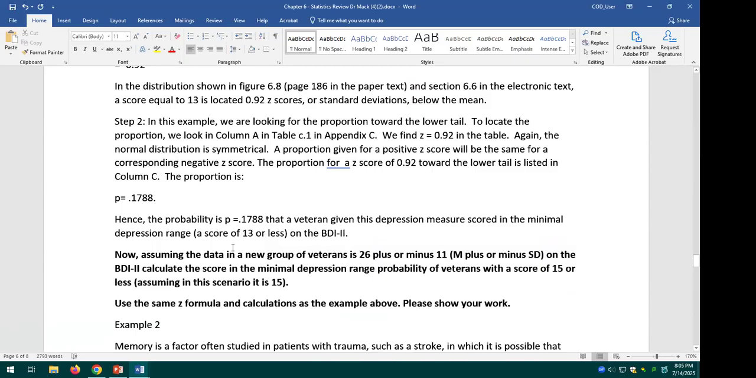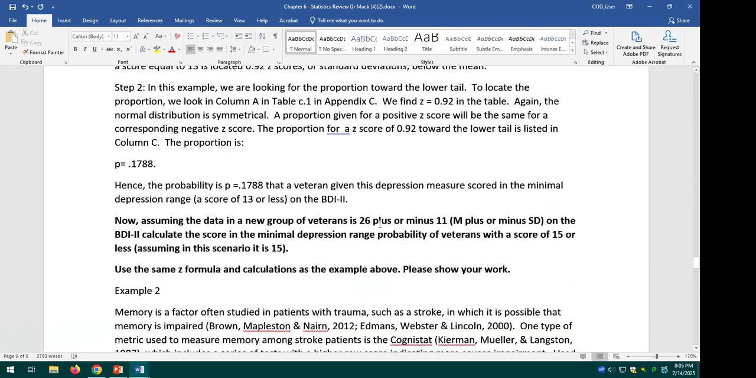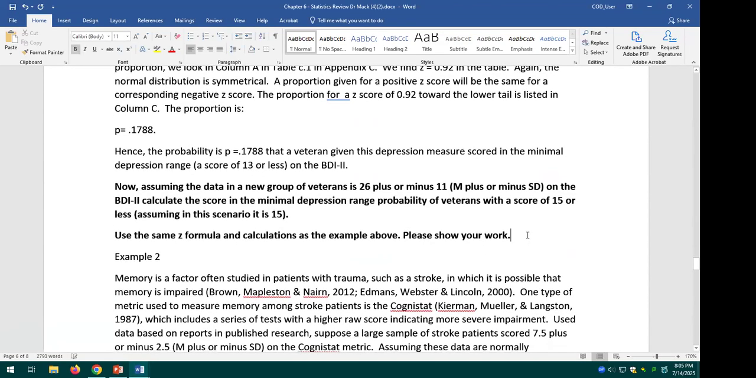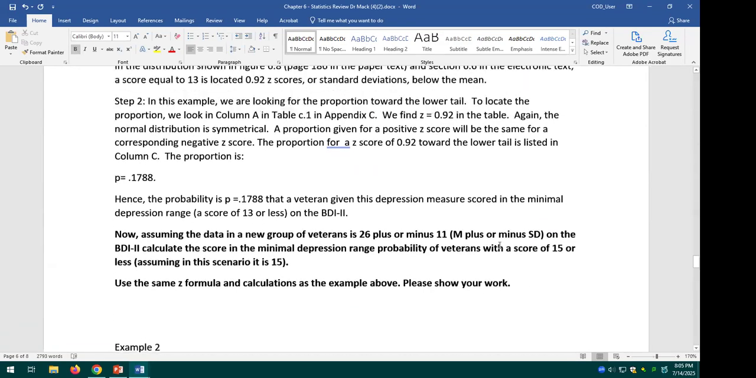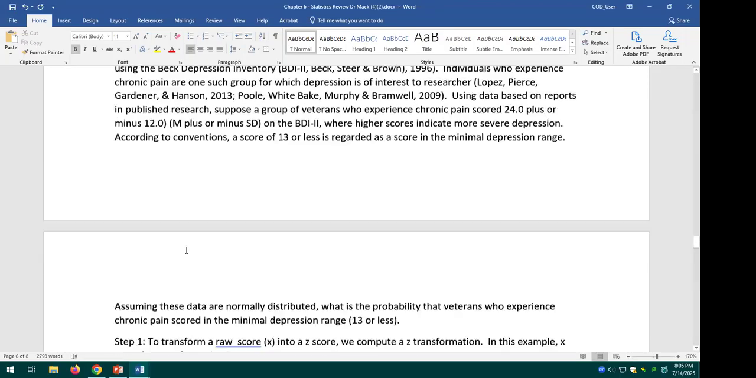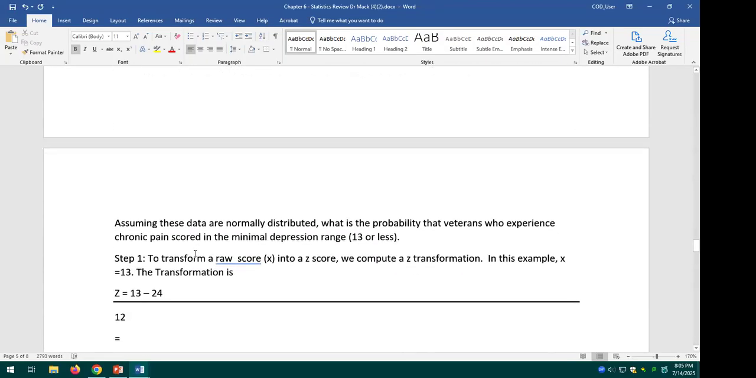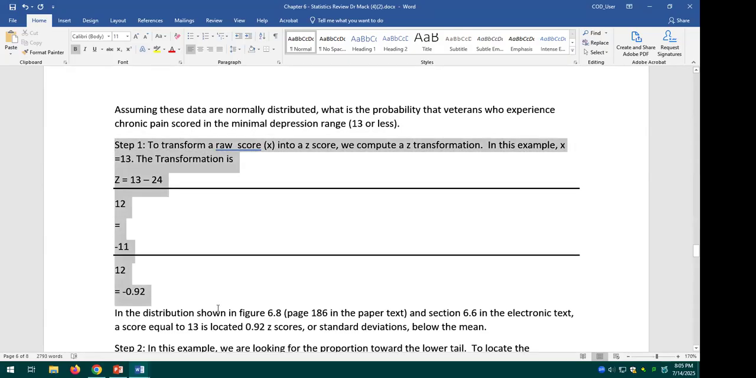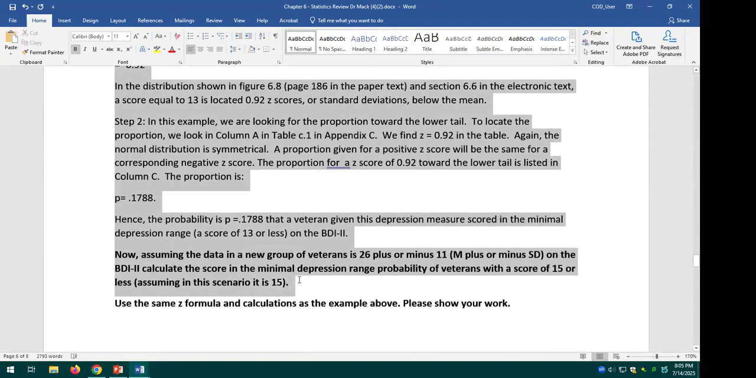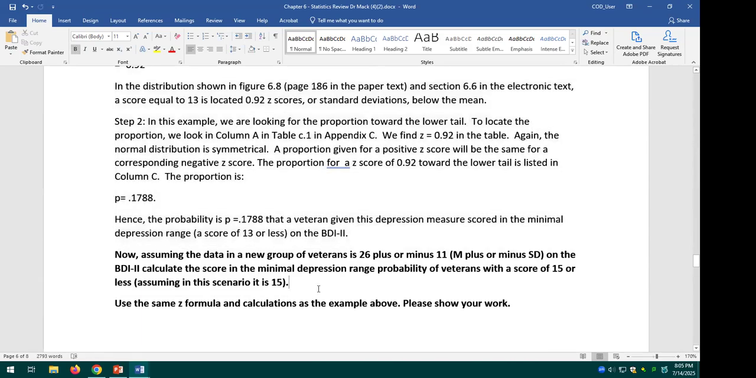Now, assuming the data in a new group of veterans is 26 plus or minus, mean plus or minus standard deviation, on the BDI, calculate the probability of veterans with a score of 15 or less in the minimal depression range, assuming in this scenario it's 15. So you use the same Z formula, and please show your work. So all we have to do is take this and just make sure we plug our numbers in correctly, and it'll work.